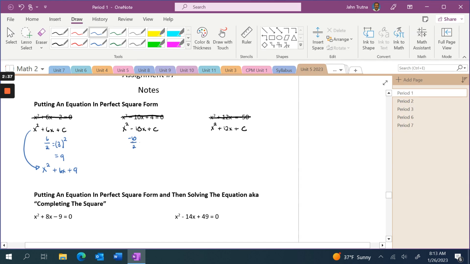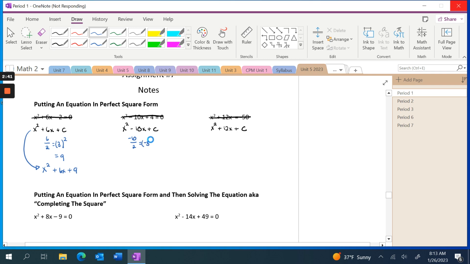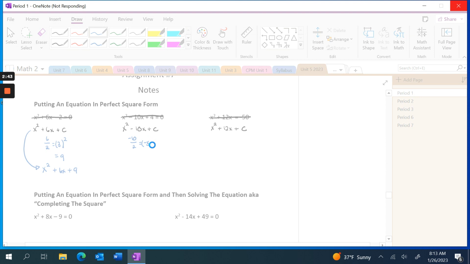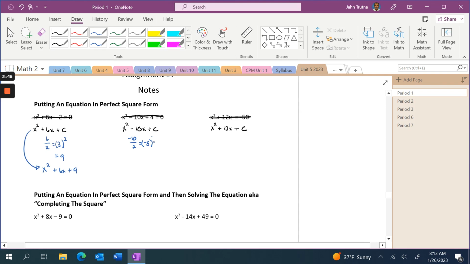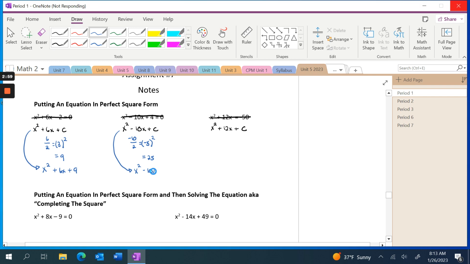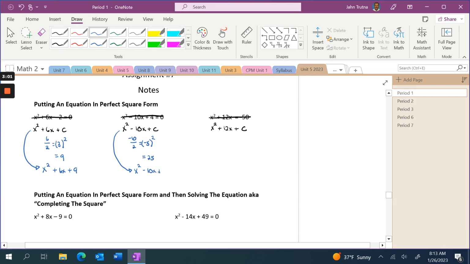You divide it by 2. That is equal to negative 5. And then you take that and you raise that number to the second power. Negative 5 to the second power is equal to positive 25. So that means my equation that I started with, which had the variable c, in perfect square form becomes x squared minus 10x plus 25.